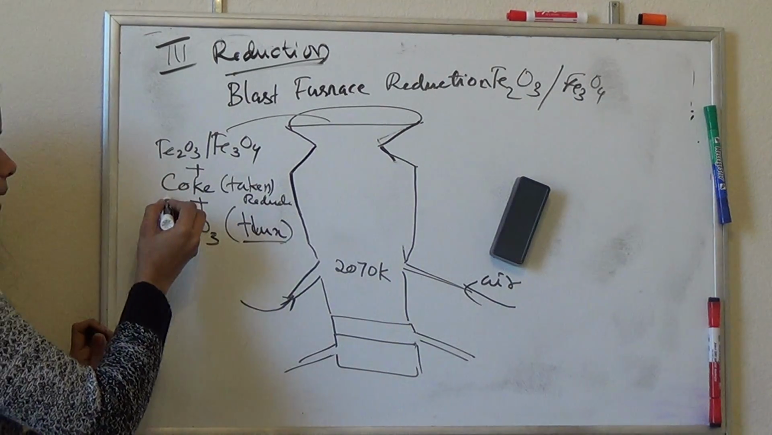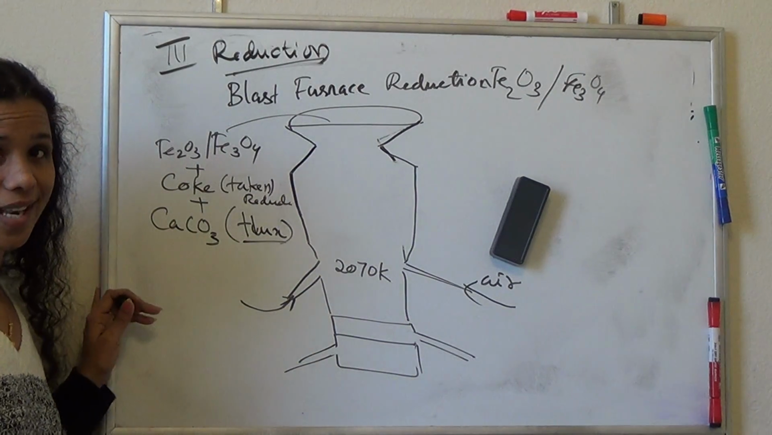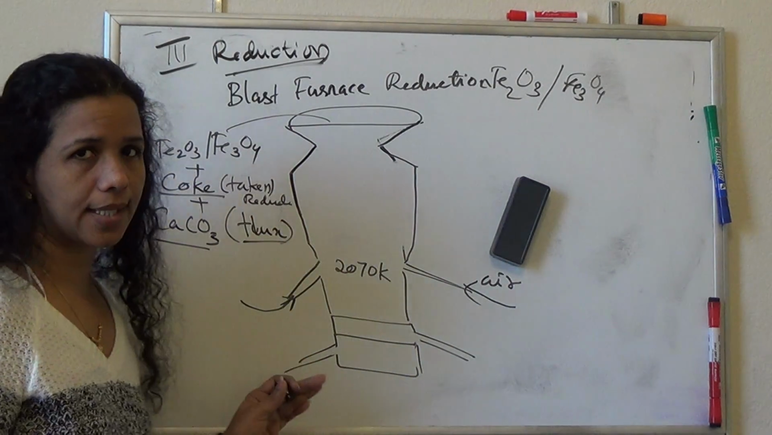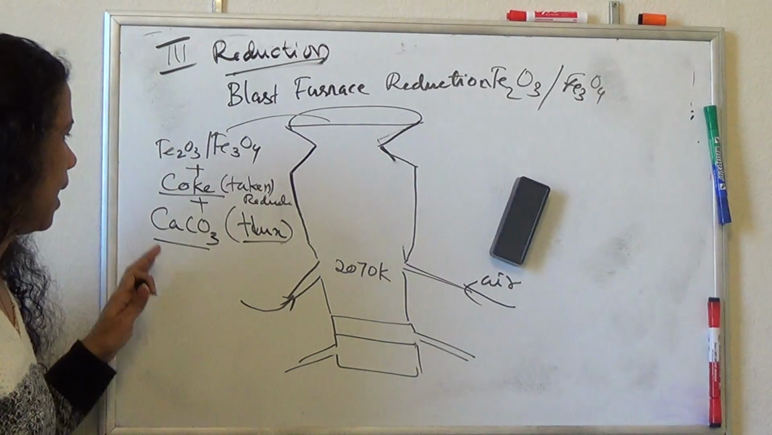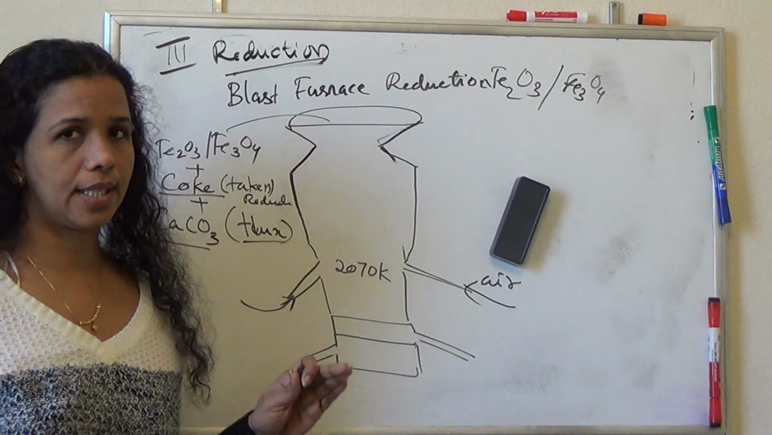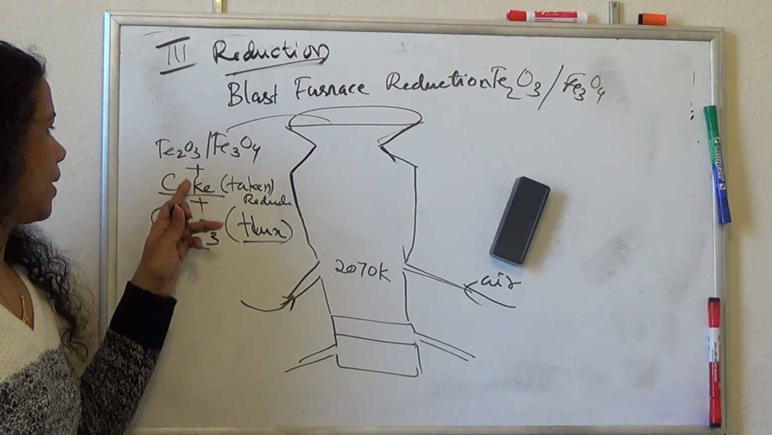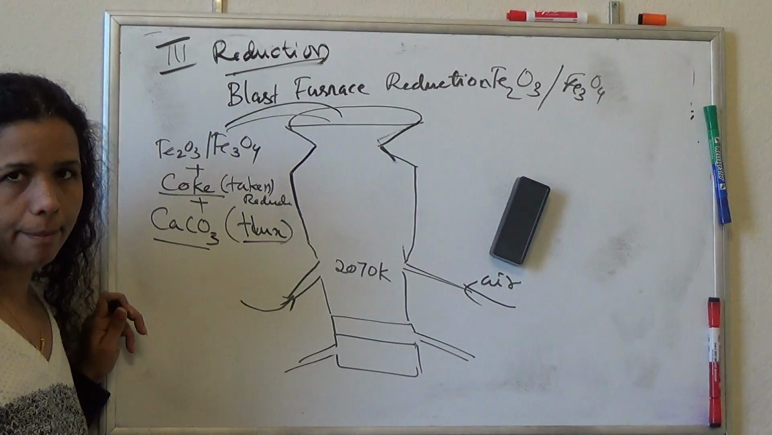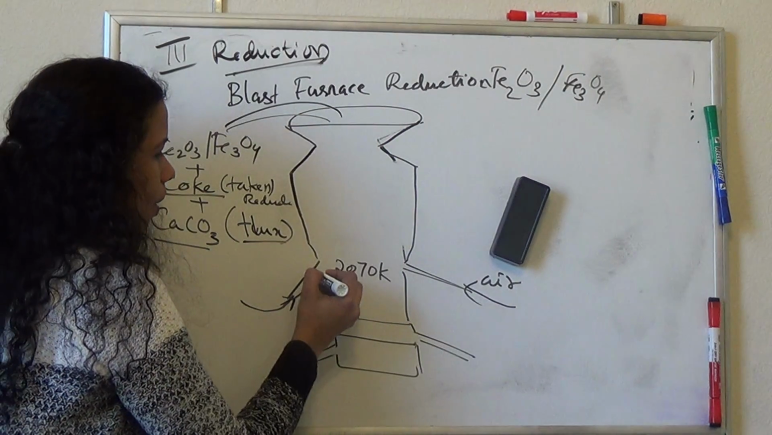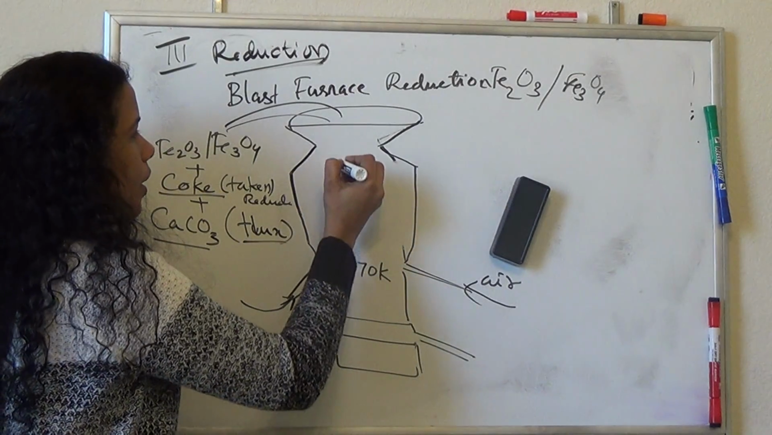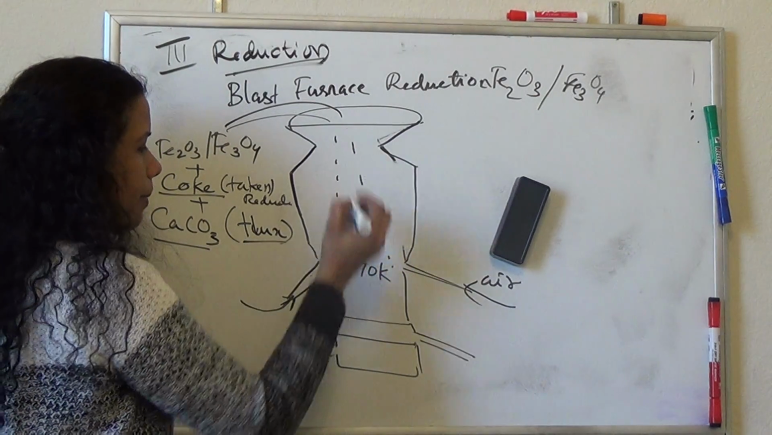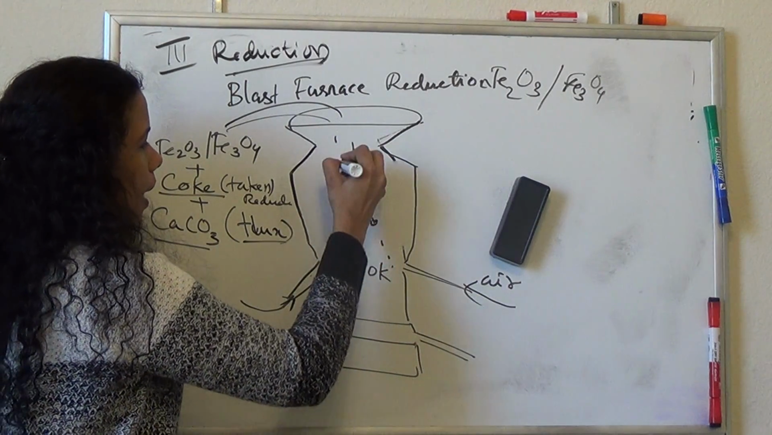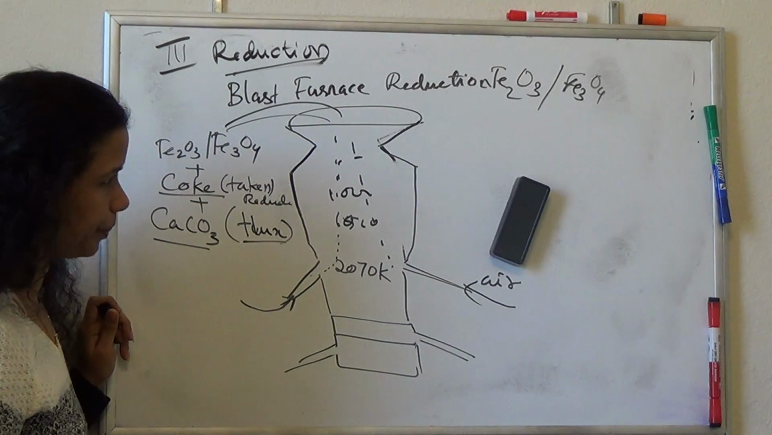So the powdered and concentrated oxide ore is mixed with coke and calcium carbonate. Coke is taken as the reducing agent, though it is not the one acting, which we will discuss. Calcium carbonate is taken as flux, but it is also not acting directly. This mixture is put in through the top of the blast furnace. The hot air moves towards the top, and the temperature decreases: 1500, 1000, like that.